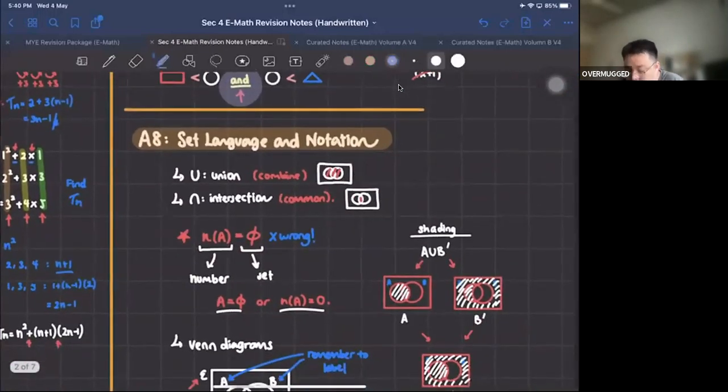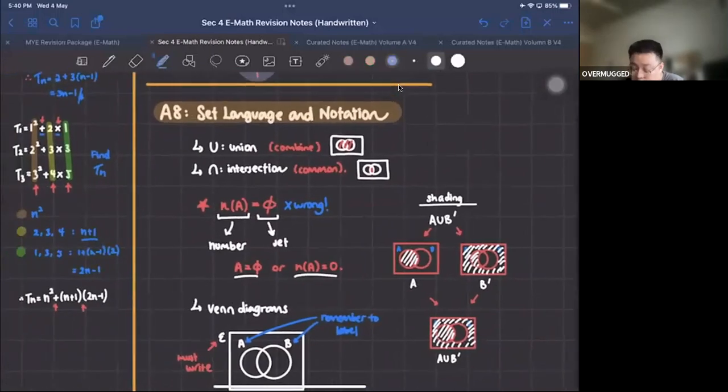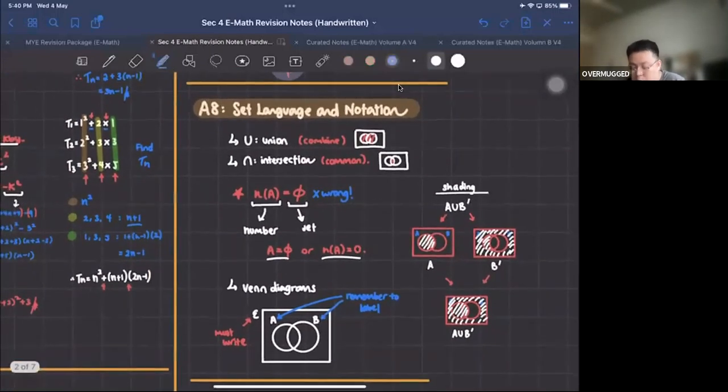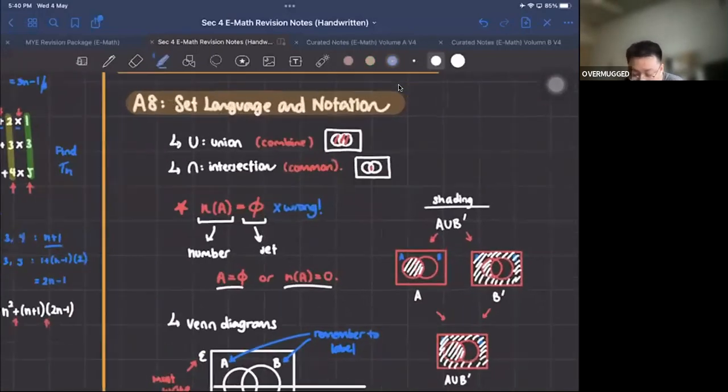Set language and notation. So this is a Sec 4 topic. So for my Sec 3s, this part is not very important. I mean important, but not now. So you can just listen. Okay, treat my voice as background music for a while.